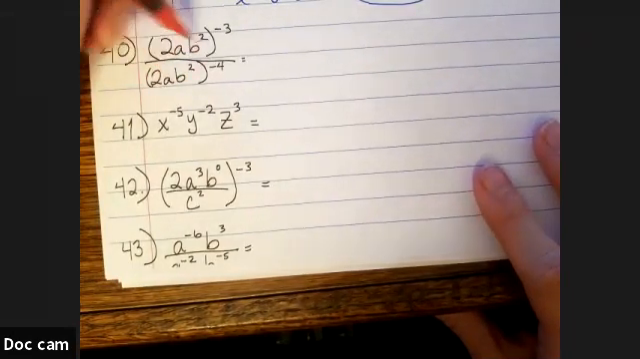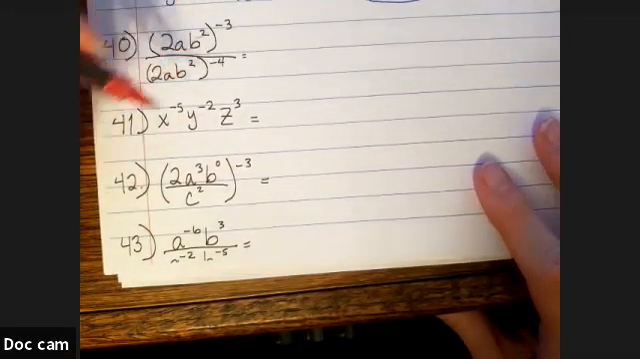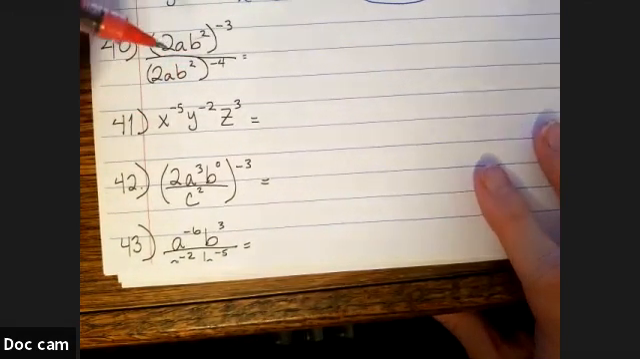All right, number 40, both of those. So in this case, the stuff that's in the parentheses is the same on the top and the bottom. So we can treat that as like bases. Both of these exponents are negative, so we could just go ahead and flip it over, and that'll get rid of both of those negatives.